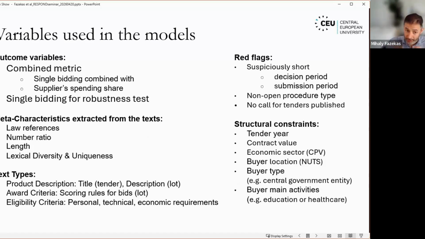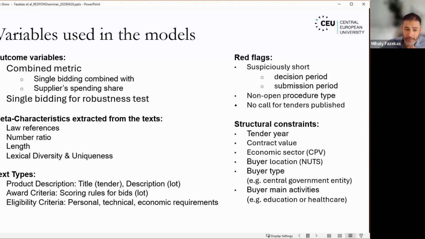So what we have here in the model, we have the traditional red flags, short advertisement period, non-open procedure types, and control variables, the year, the contract value, the sector. And in addition to these structured fields, we have text-based indicators.